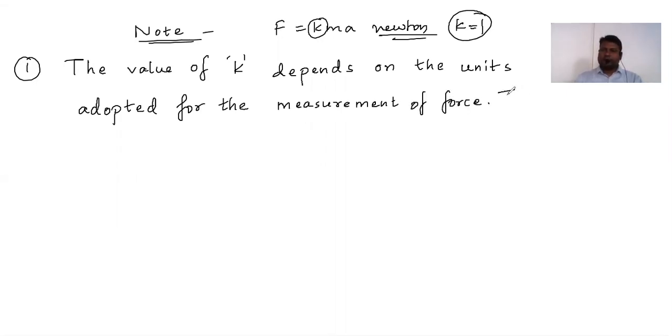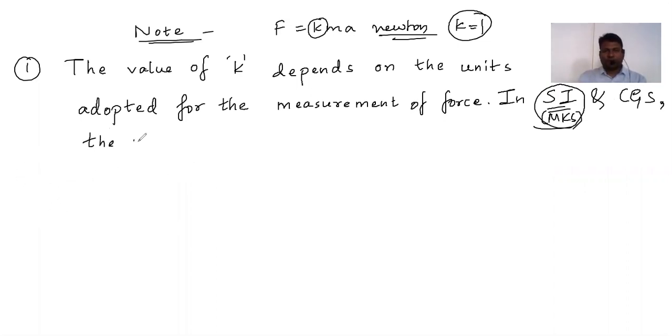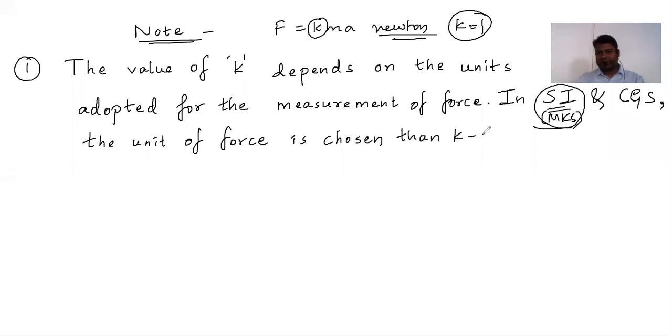Force in SI and CGS. SI in the sense, MKS also comes inside it. Both are one and the same, sister units. In SI and CGS, the unit of force is chosen such that k is equal to 1.